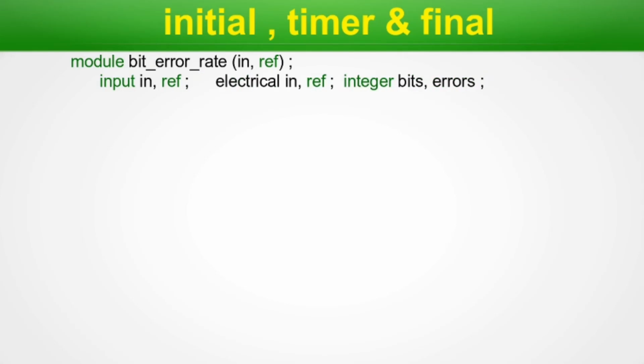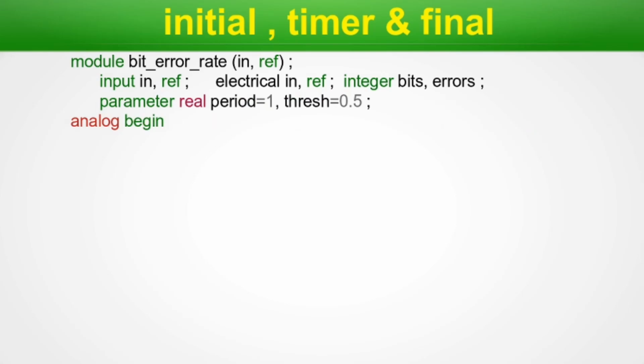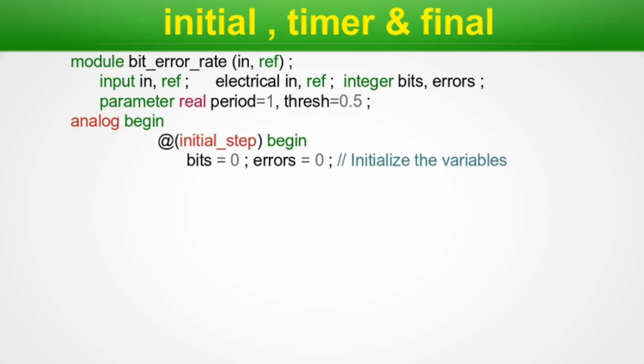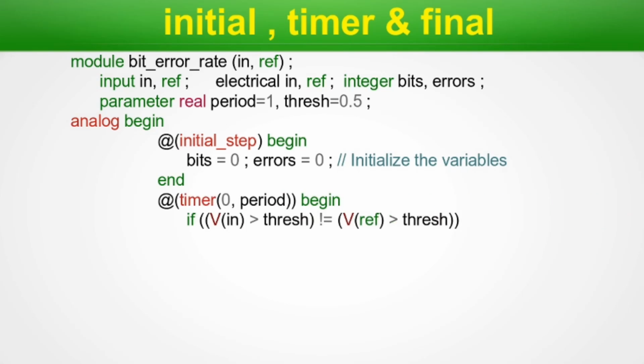So we define the inputs and integers input, and we define the parameter with period and threshold. Okay, analog begin. This is the initial step, begin. We initialize bits and errors with 0, initialize the variables. We end this with end. Timer, then we have begin and end. We write an if statement here, and we close the timer here.